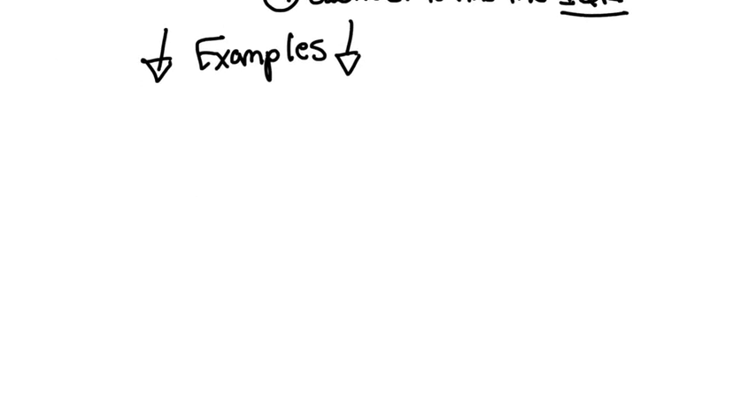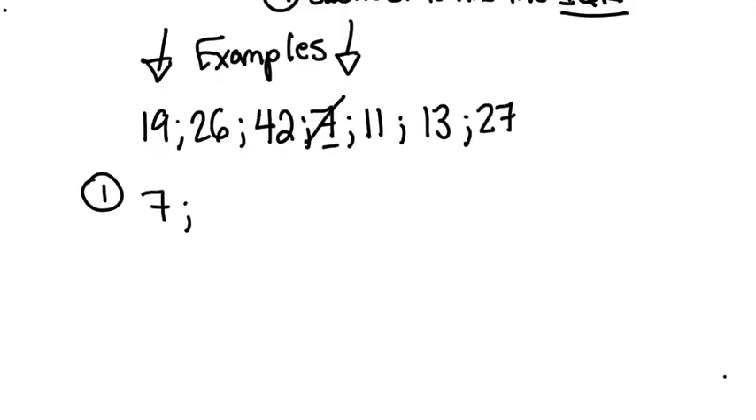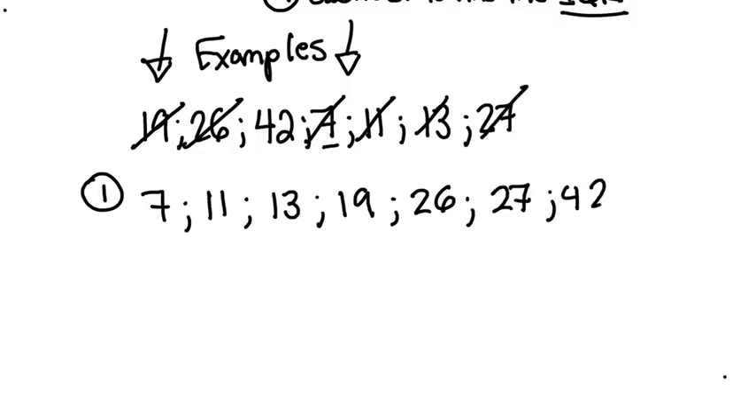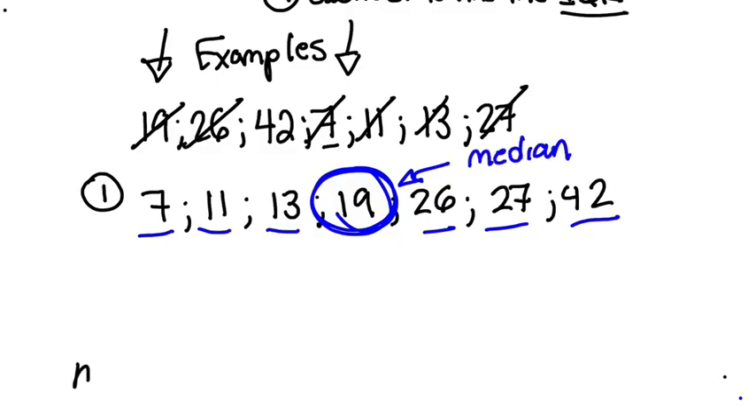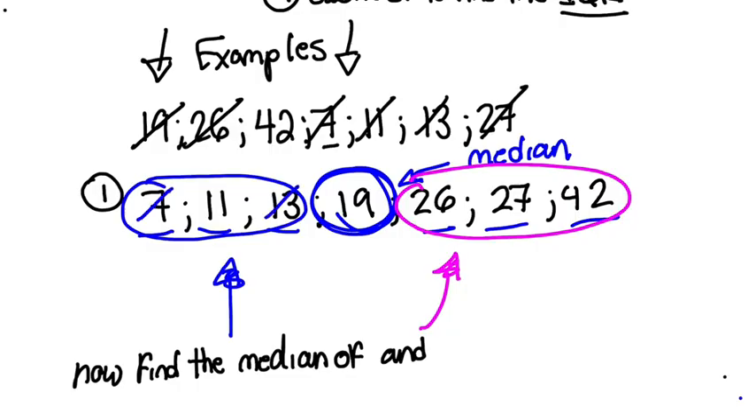So here's an example. Here we have a list of numbers: 19, 26, 42, 7, 11, 13, 27. We need to organize them from least to greatest. That's step 1. I like to always cross out the numbers as I'm going. That makes sure I don't miss anything or forget anything. 27 and 42. Then I'm going to find the median. The median middle number is 19 in this one. Now we're going to find the median of the lower set of numbers and then the higher set. The median of the lower set of numbers is 11. And the median of the higher set of numbers is 27.